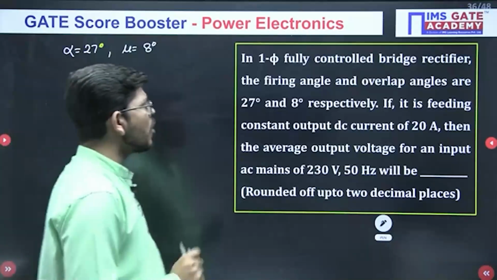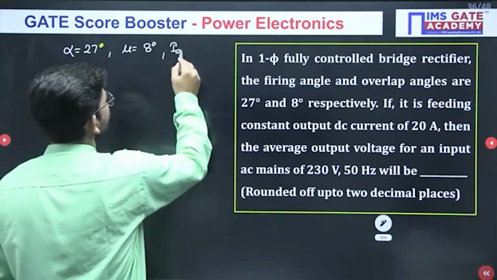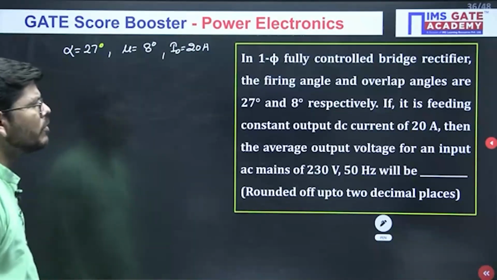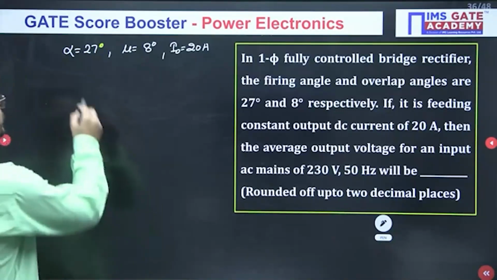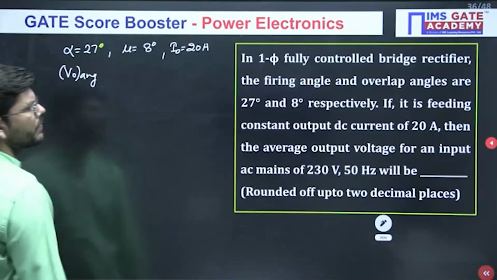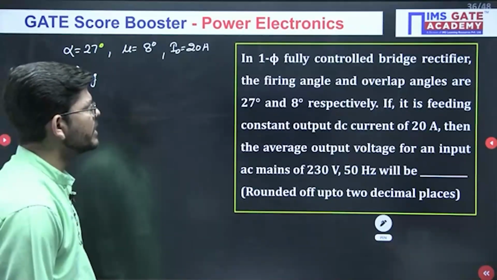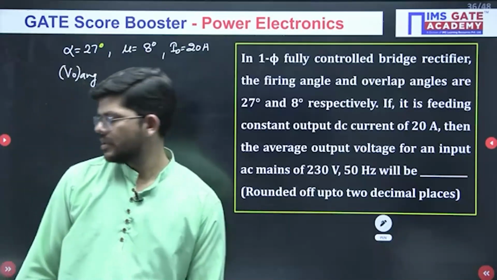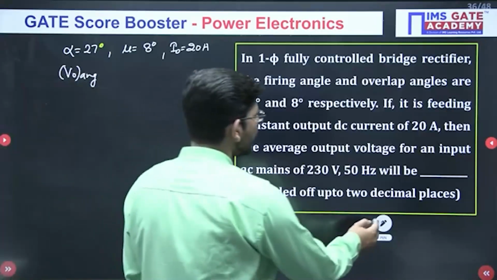If it is feeding a constant output DC current of 20 ampere, then the average output voltage for an input AC of 230 volt will be, you have to find the average output voltage in this particular case. Okay, and the overlap angle is given.